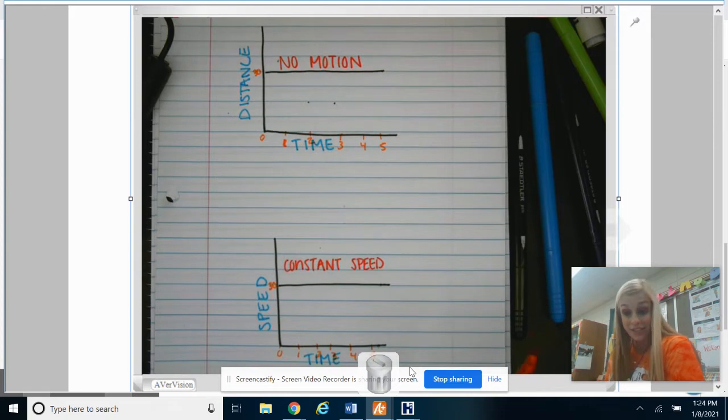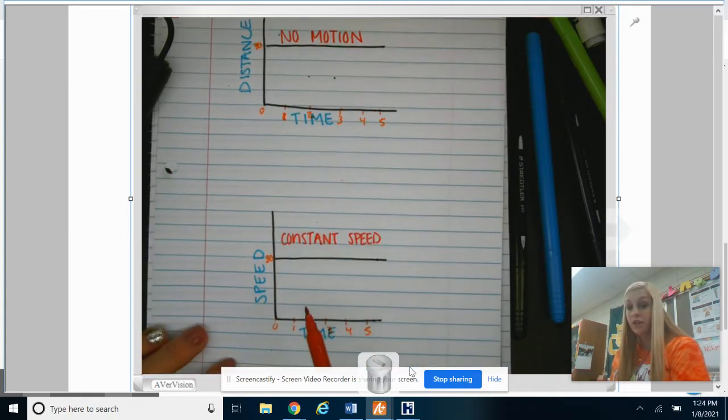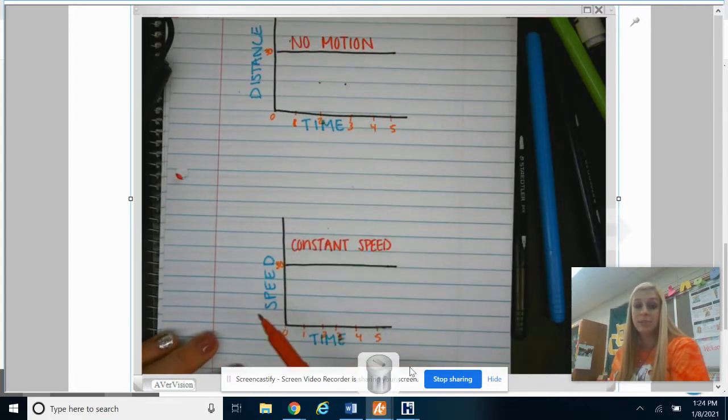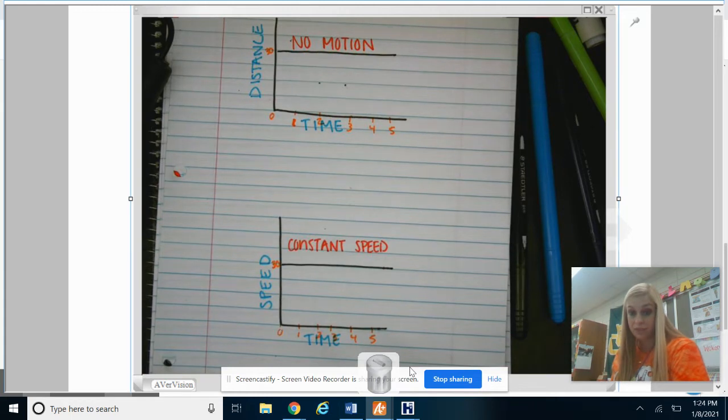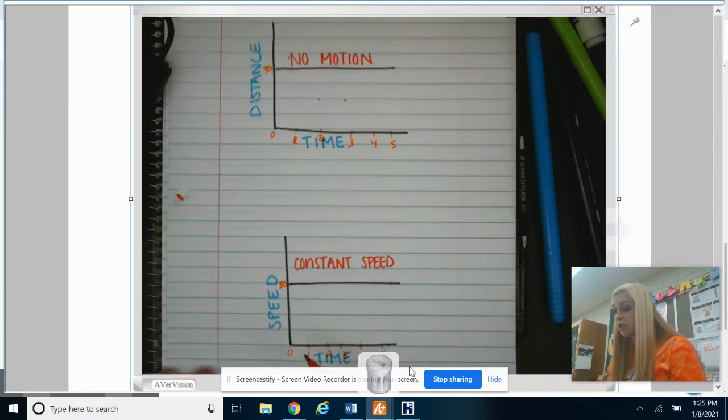But they looked the same. They are both horizontal lines. This is why you have to read the axes first. The first thing you need to do is read what is on your axis. This one is distance time. This one is speed time, and it makes such a difference. You haven't taken any notes on these graphs, but just by looking at them and reading the axis, you could have figured out what was going on here.